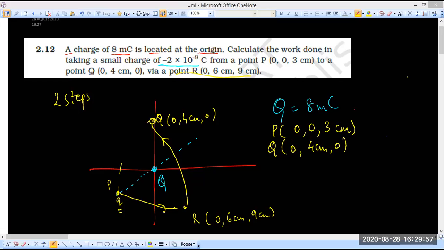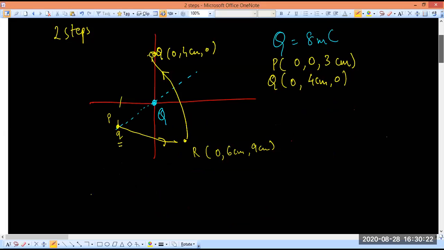Correct. So now we have to find the work done in taking a small charge from this to this. See, there's always going to be a mystery. This is work done by whom? That is not mentioned, right? Is it work done by the electric field? I don't know, right? We will assume work done is external, all right?